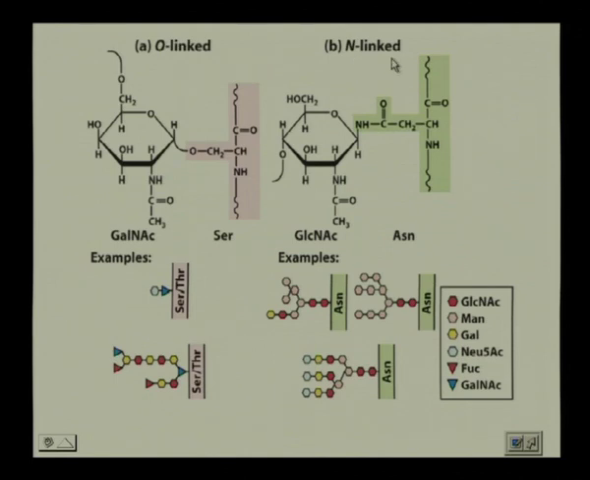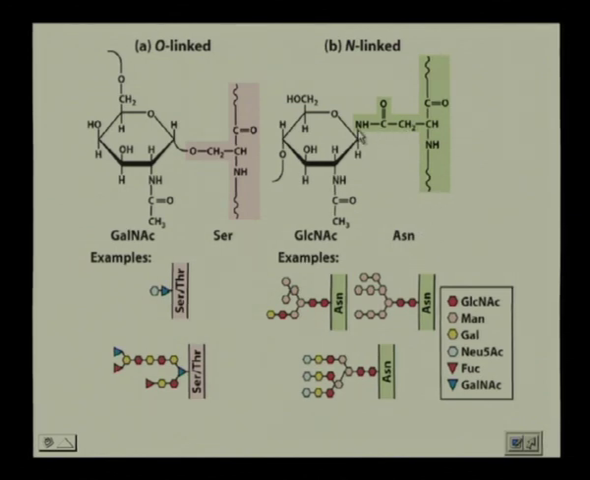In the N-linked case, what do we see? This is again glucose N-acetylated, right? So, it is N-acetylated glucose that is nitrogen linked. So, it means that the amino acid that it is linking to is an asparagine. Okay? Usually it is asparagine, and sometimes it can be glutamine.